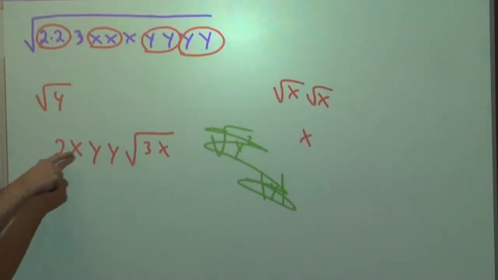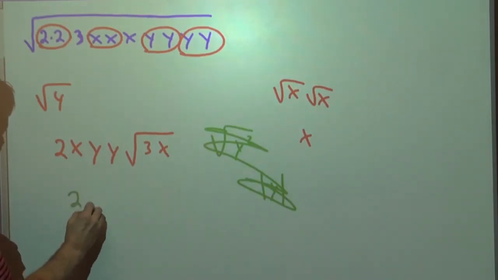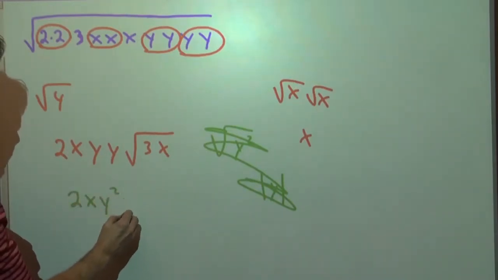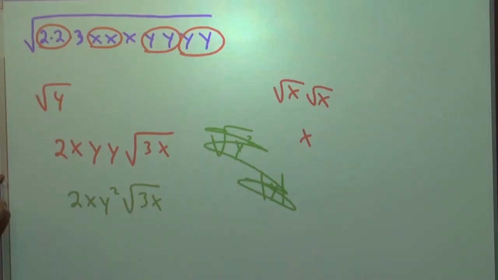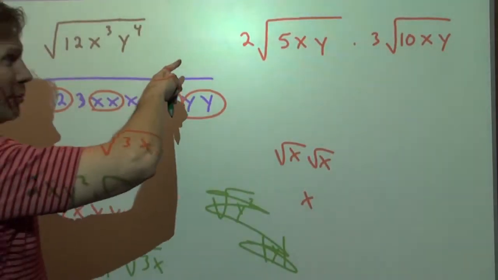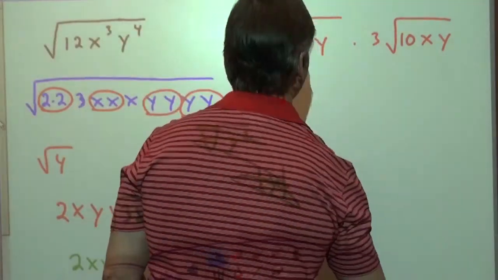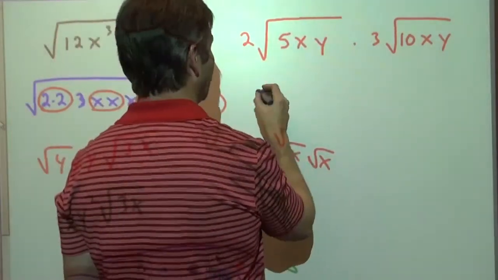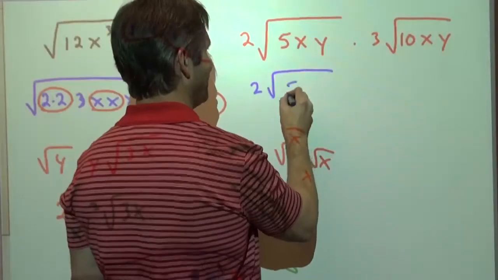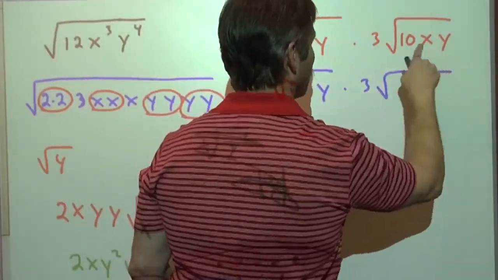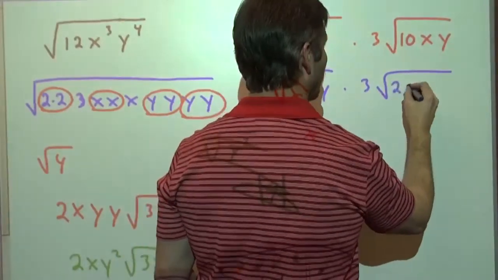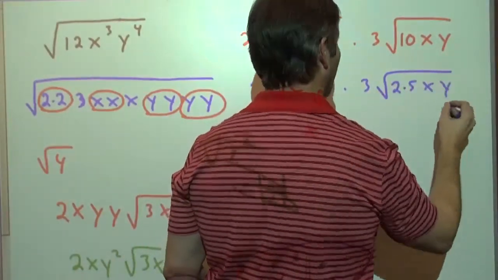What we're going to get, this is going to become 2 times x times y squared times the radical of 3x. Likewise over here, if we multiply all this stuff together, we can do this a little bit more quickly. Maybe not. Let's not rush it. So we've got times 3 times, let's factor the 10 so that it's 2 times 5, and then xy.